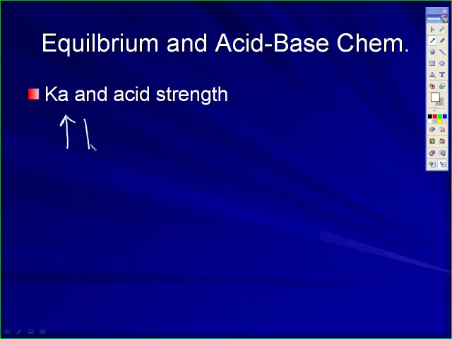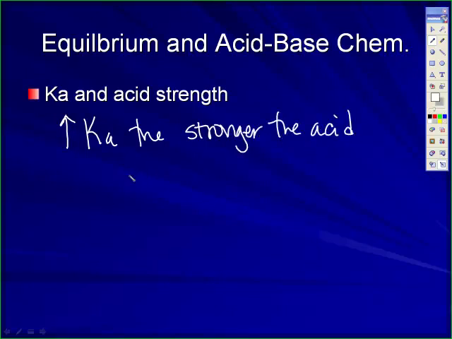The bigger the Ka, the stronger the acid. Because if you look at that quantity, a bigger Ka would mean more H3O plus, which means it would ionize to a greater extent. Just write that so you can do a visual here.